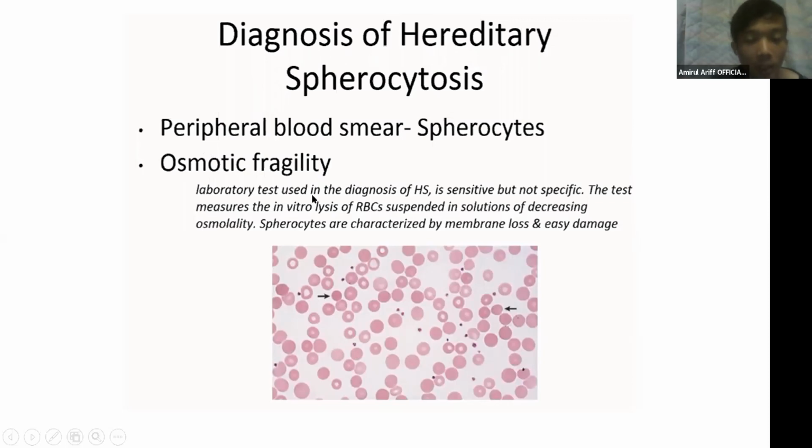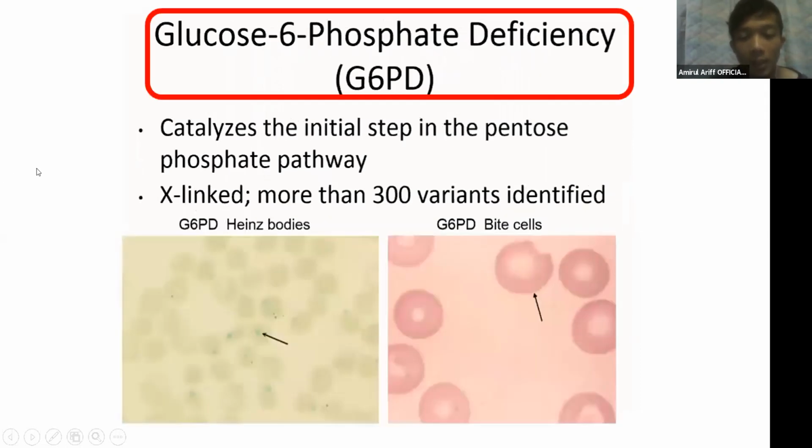And like I said, osmotic fragility is one of the tests that we do in hereditary spherocytosis. This test is like a stress test for the RBC, because spherocytes are characterized by membrane loss and easy damage. So in hereditary spherocytosis, there is increased osmotic fragility. That's about hereditary spherocytosis.